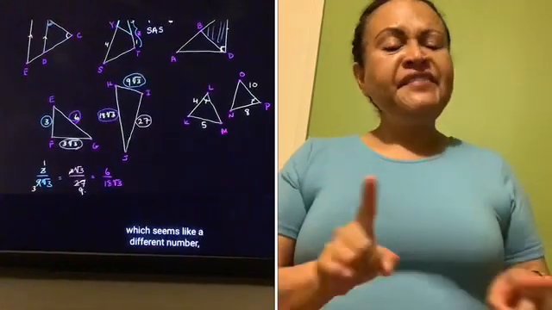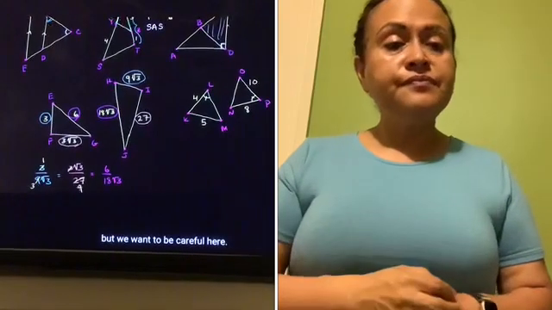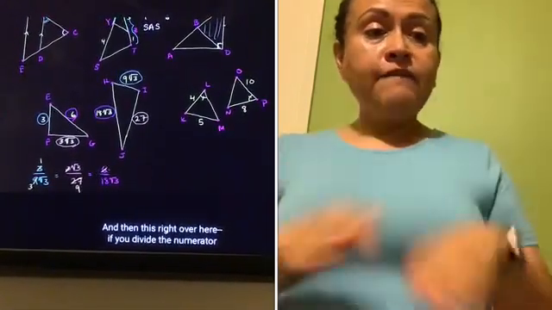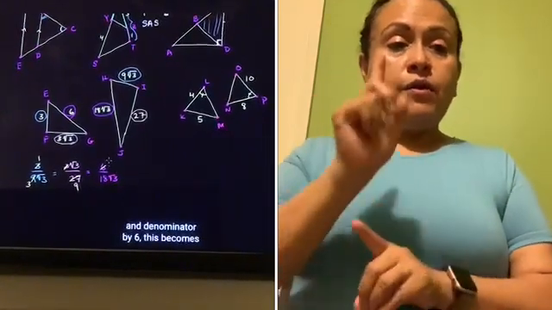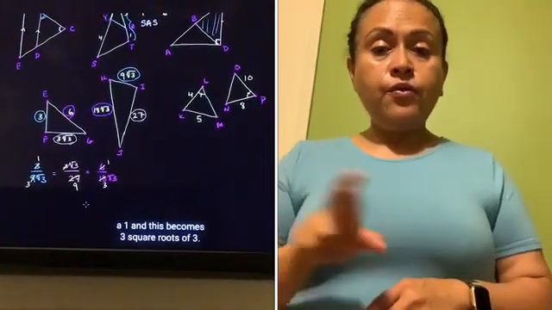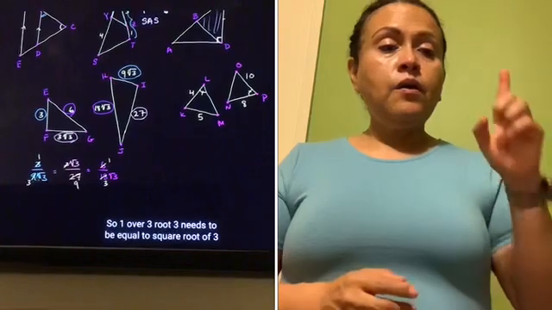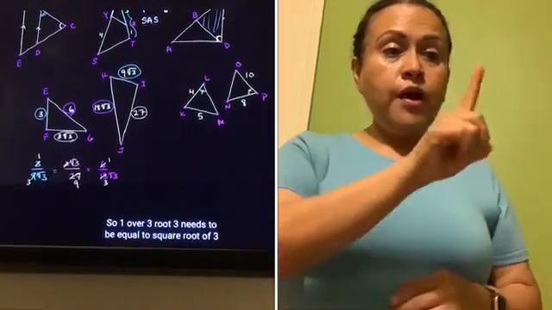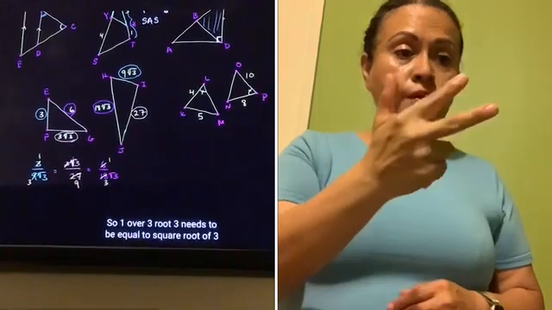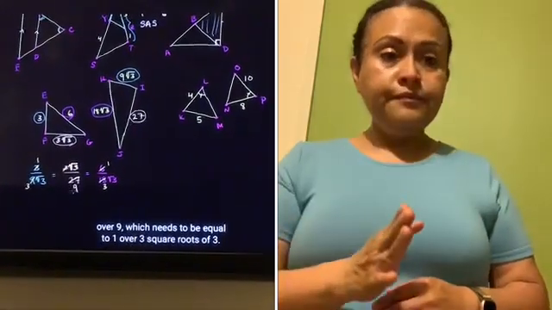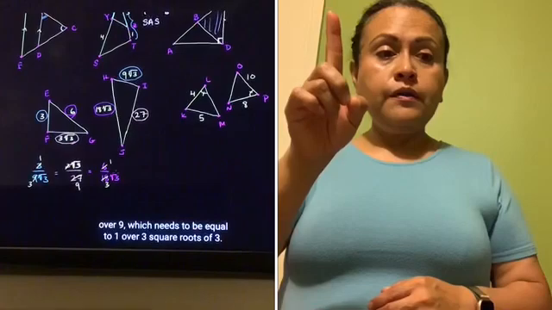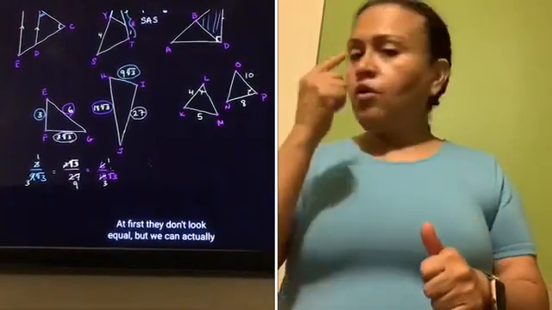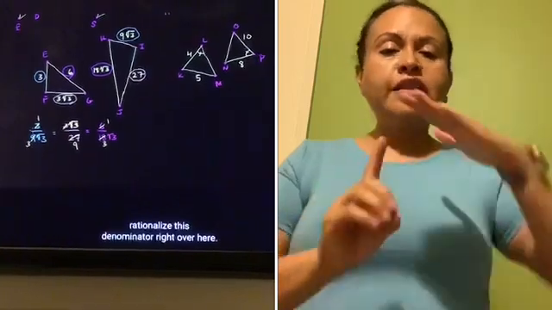It seems like a different number, but we want to be careful here. And then this right over here, if you divide the numerator and denominator by 6, this becomes a 1, and this becomes 3 square roots of 3. So you need 1 over 3 root 3 to be equal to square root of 3 over 9, which needs to be equal to 1 over 3 square roots of 3. And at first they don't look equal, but we can actually rationalize this denominator right over here.